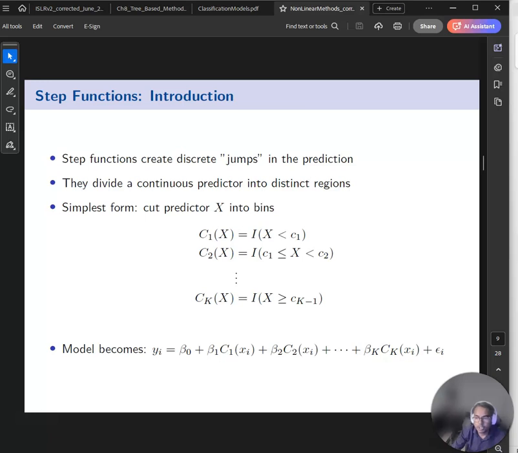It is particularly useful when you expect threshold effects, where the impact of a predictor changes dramatically at certain values rather than smooth transitions.